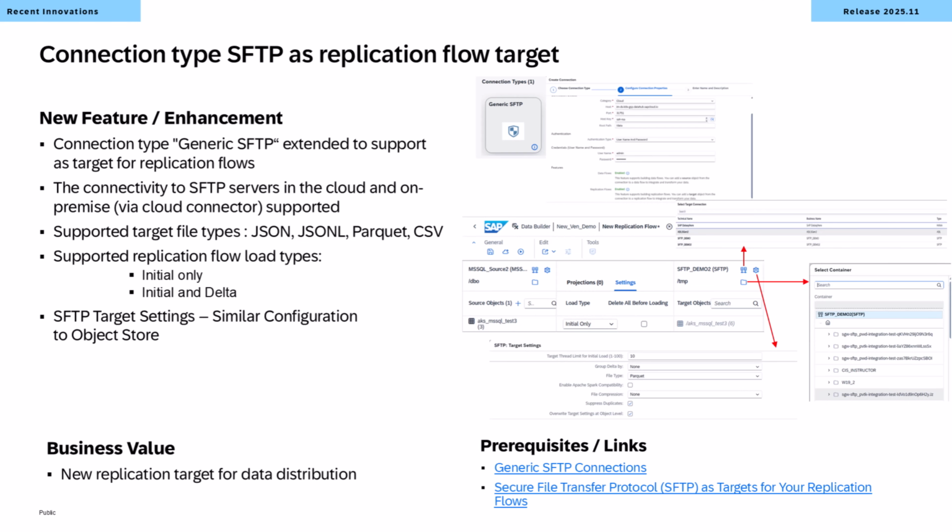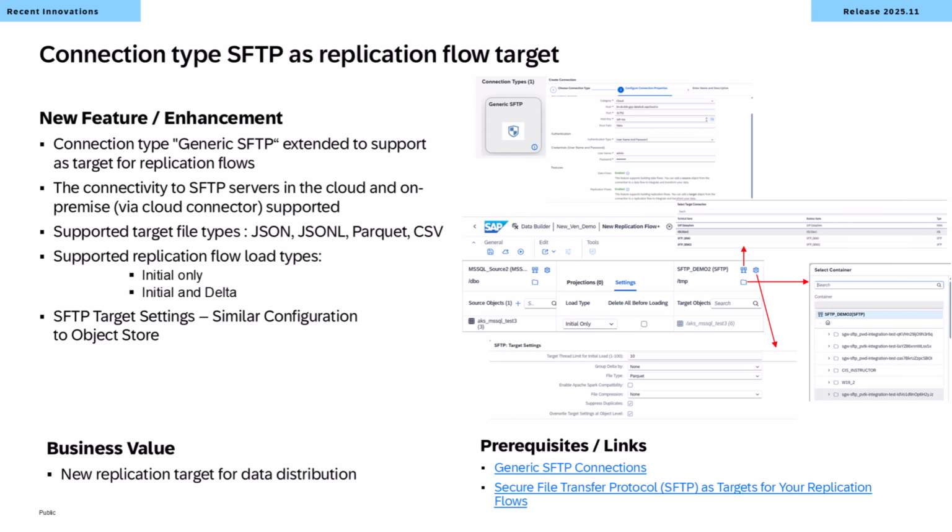And if you are using the Parquet file format, you can enable the Apache Spark compatibility. This will allow your time type columns to be stored in Int64, and you can select the file compression for file optimization. If you want to suppress duplicates and avoid any duplicates in the targets, you can enable this option. And in case you want to override the target settings at the object level, you can enable this option.